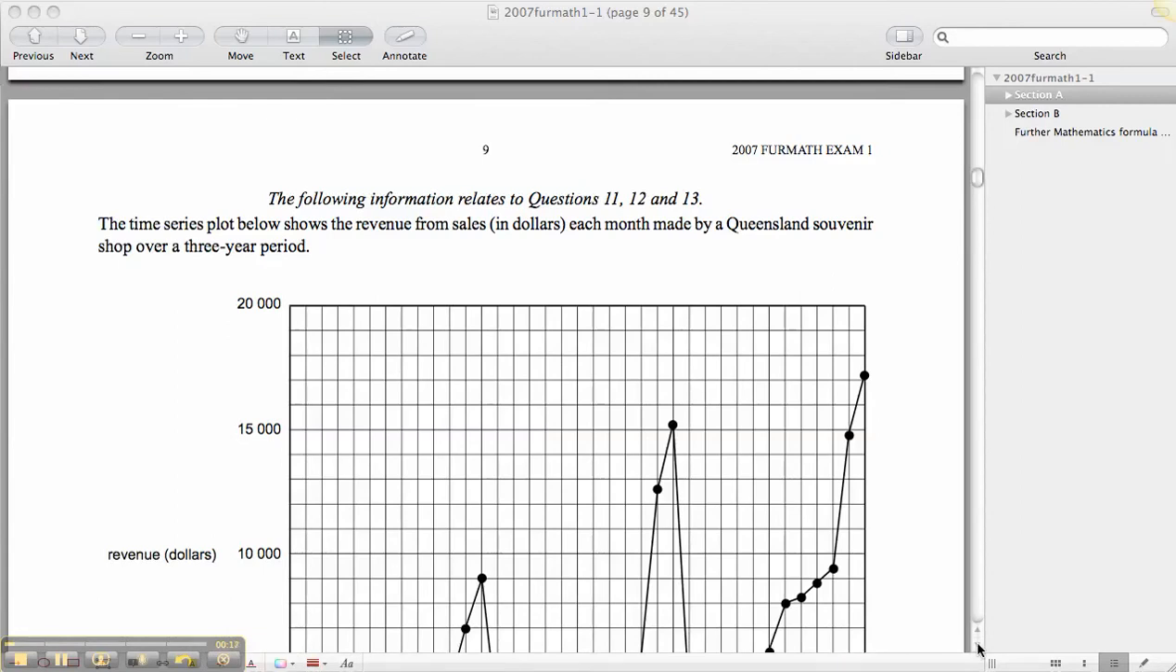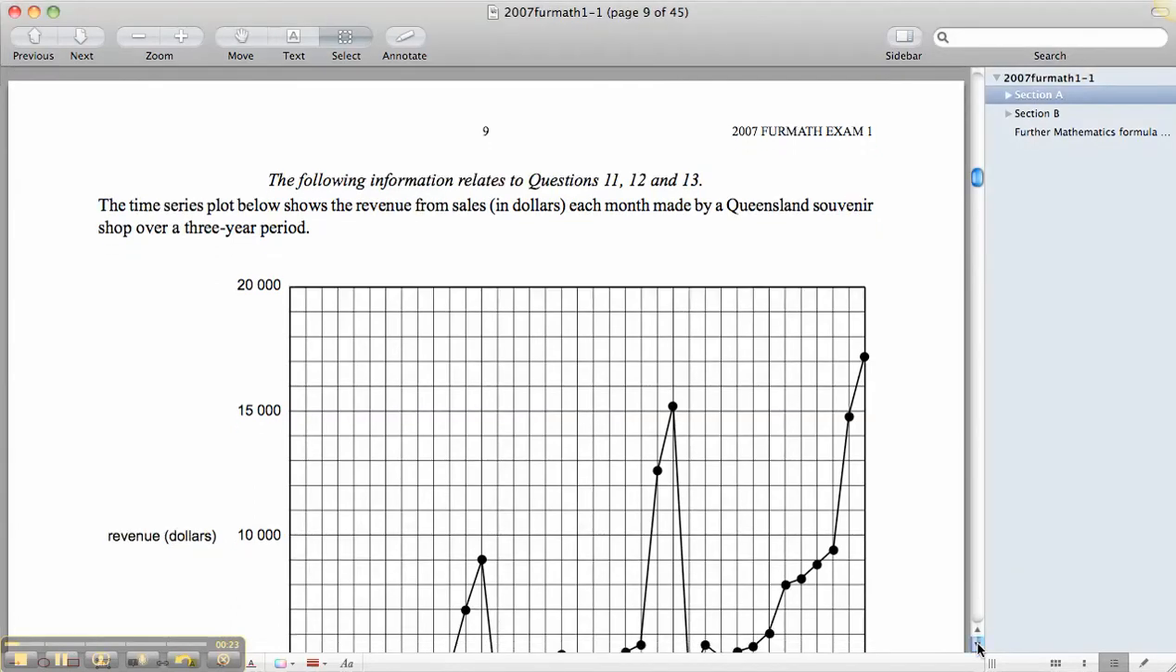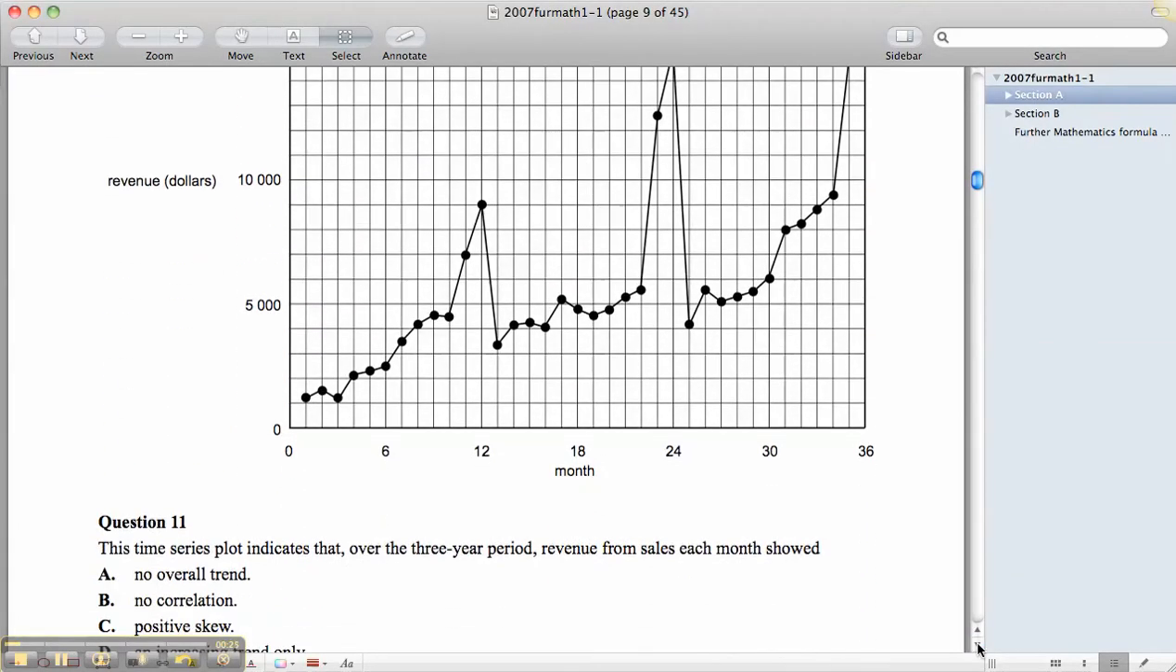So the time series plot below shows the revenue from sales each month made by a Queensland souvenir shop over a 3-year period. Alright, so question 11, we have to describe this time series plot. And when you describe a time series plot, you look for two things. One is a trend, it's either increasing or decreasing, or there's no trend. So if your slope is positive, then it's increasing. If it's negative, then it's decreasing.